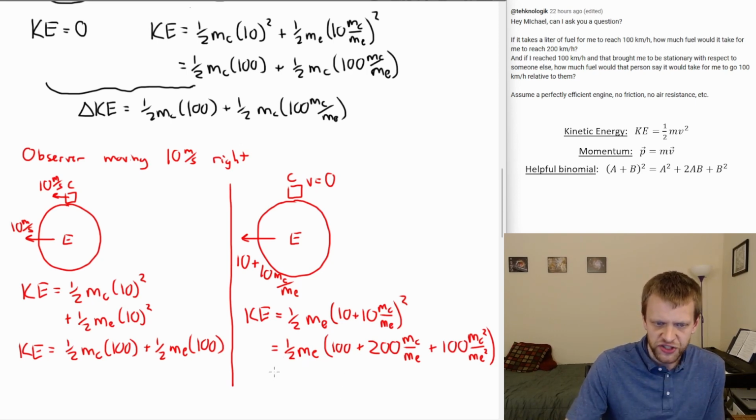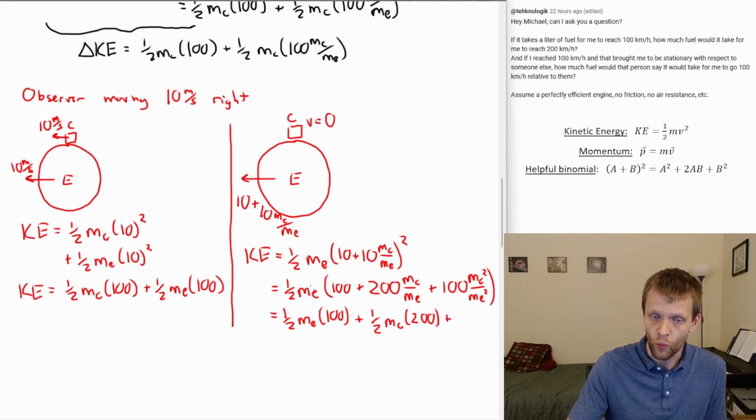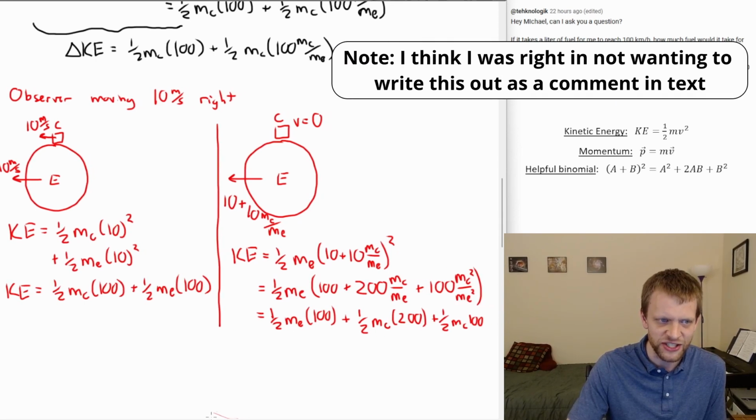If I expand this out, this is going to be 1/2 mass of the Earth times 100, plus, notice in this second term, the mass of the Earth is going to cancel out, and I'm going to get 1/2 the mass of the car times 200. And in this last term, one of the masses of the Earth is going to cancel, so I can write this as 1/2 the mass of the car times 100 times 100 mass of the car over the mass of the Earth.